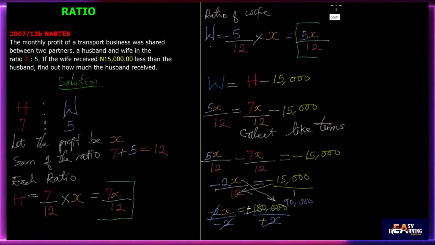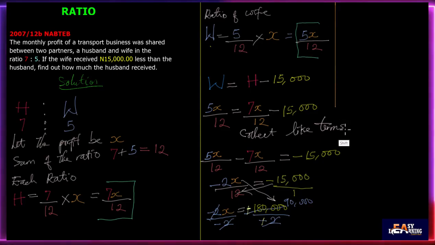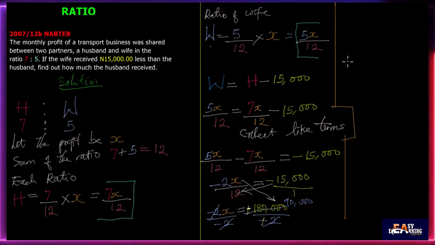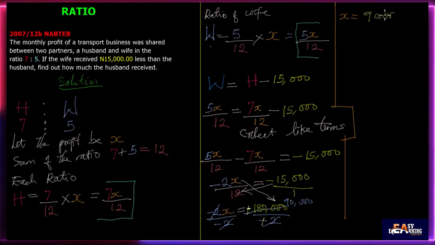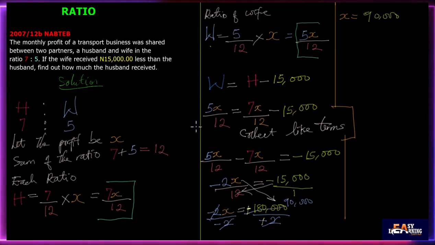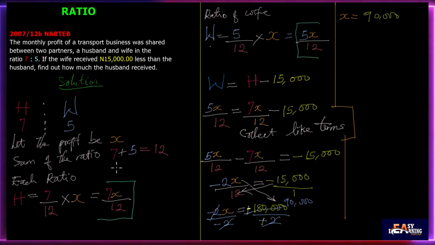Let's have a space here. So now our x is equal to what now? Our x is equal to 90,000. Let's keep it there. 90,000. Great. And now the husband's share was 7.